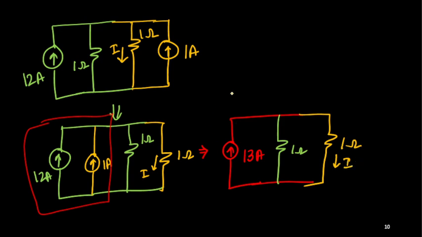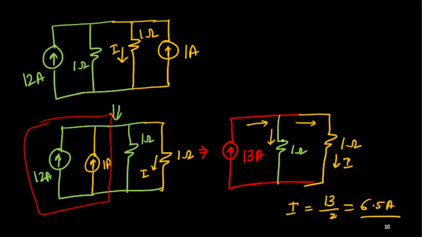So now I can apply the current divider rule. This 13 ampere current is coming here, so it is divided between these two branches. It's equally divided because both have the same resistance, 1 and 1. So obviously it's 13 by 2, which means 6.5 ampere.